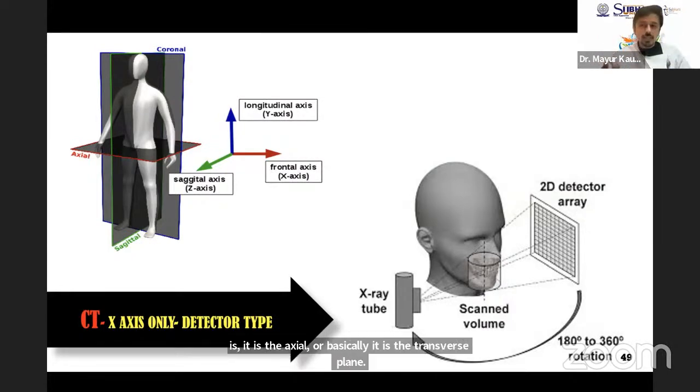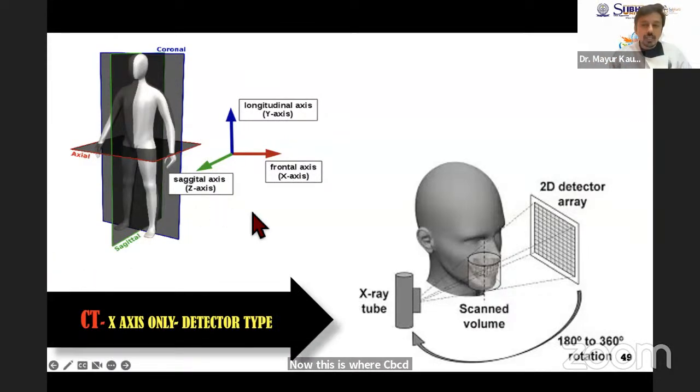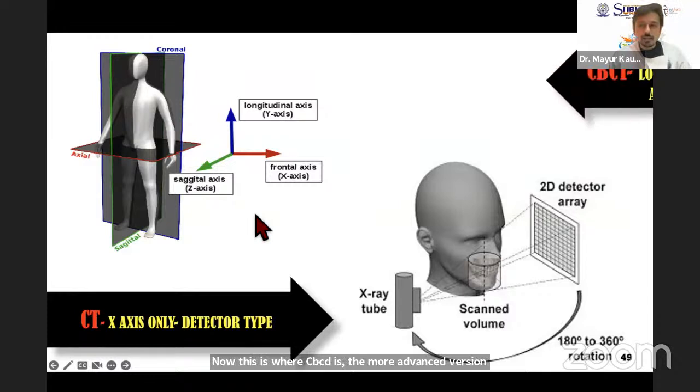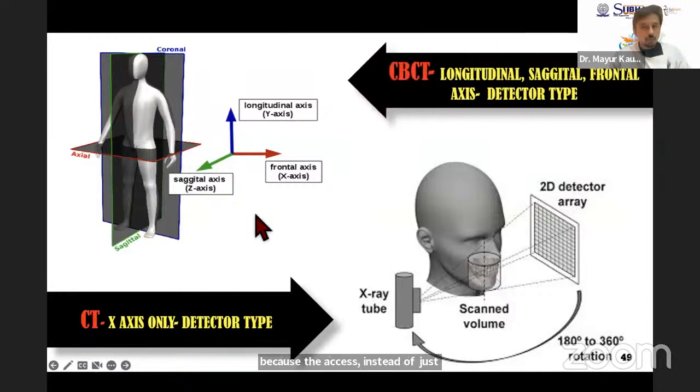Now, this is where CBCT is the more advanced version, because instead of just one axis, it covers 3 axes. All 3 planes will be covered. It is not just the axial or transverse, it is sagittal and coronal also. So basically, CBCT scans the body in a 360-degree manner, while CT scans it in only one direction. So it takes more time for CT rather than CBCT.